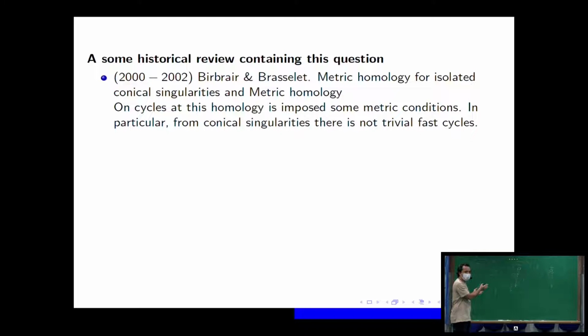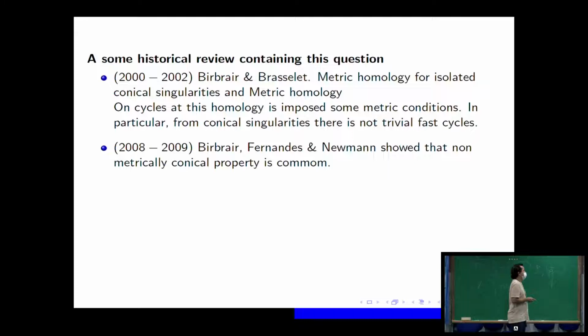So it's natural, before checking if you have a homeomorphism, to see if the homology groups are isomorphic, if the fundamental groups are homotopic, and so on. In particular, for conical singularities, the cycles in this homology are trivial. These are some general ideas about this homology.